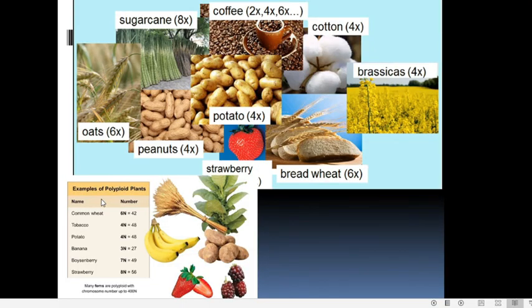You can see some polyploid plants like common wheat, which is hexaploid, 6x. Then tobacco, which is tetraploid. Then potato, which is tetraploid, banana, which is triploid. Then strawberry, you can get strawberries which are octaploid, sugarcane, which is octaploid, oats, hexaploid, peanuts, tetraploid. Coffee can be diploid, tetraploid, hexaploid. Cotton is tetraploid. Brassica is tetraploid. So these are all examples of artificially induced polyploid plant products.